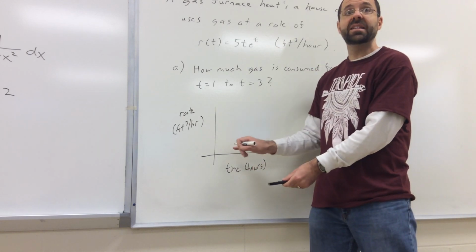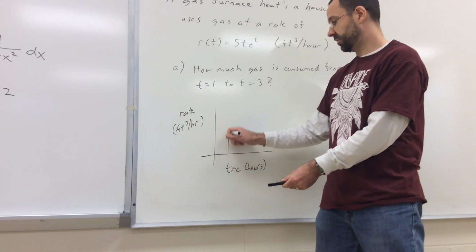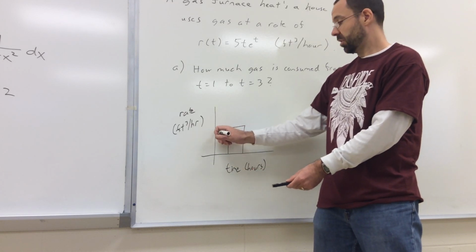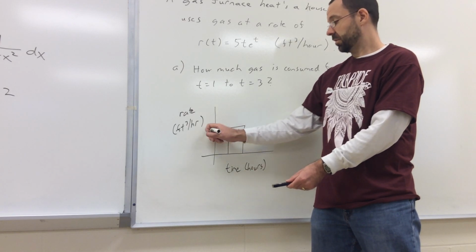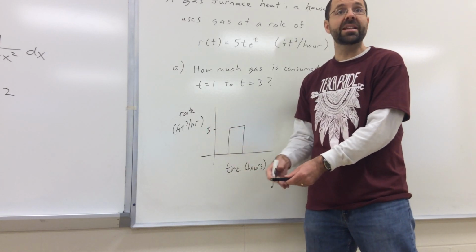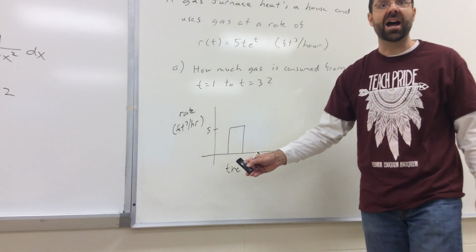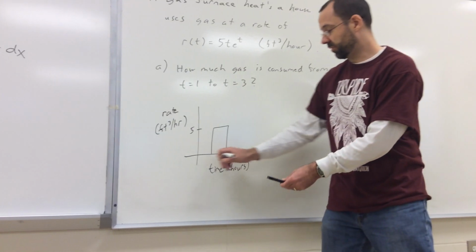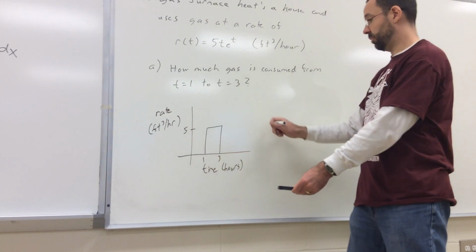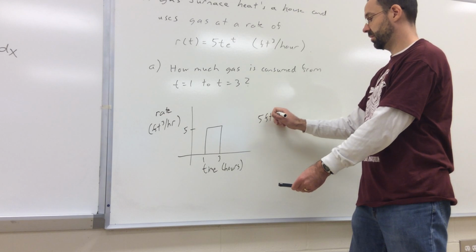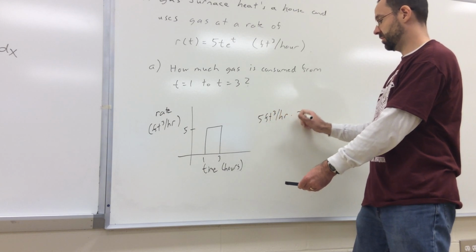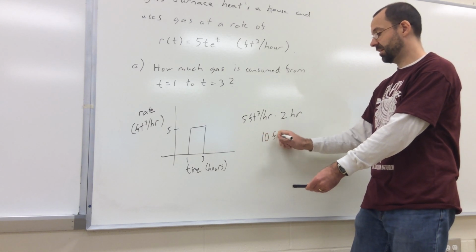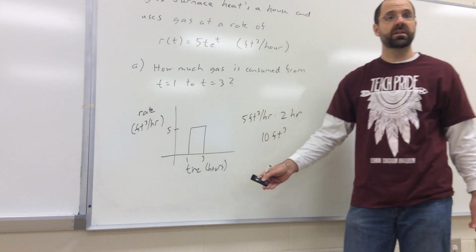So if we were going to find the area on this graph, I'm just making these numbers up. Let's say the height of this rectangle was 5. That would mean that the rate at which it was being consumed was 5 cubic feet per hour. And then if we were going from 1 to 3, that would be 5 cubic feet per hour times 2 hours. So then you'd find out that it used up 10 cubic feet of gas. I just made up the 5.